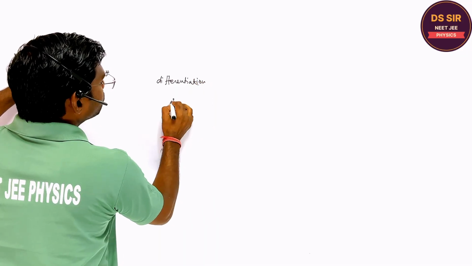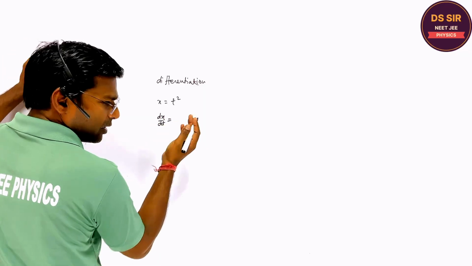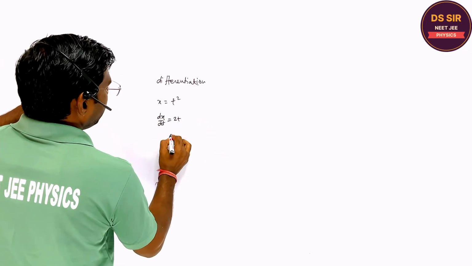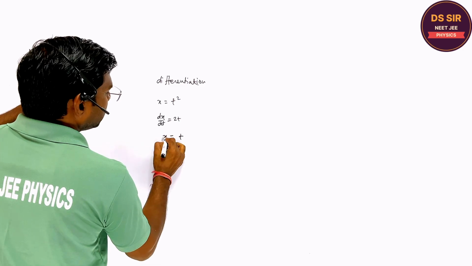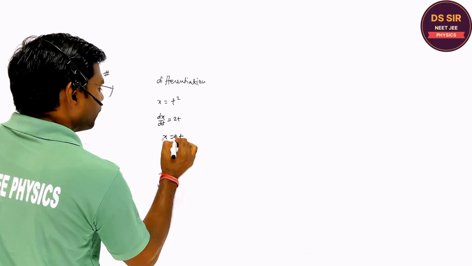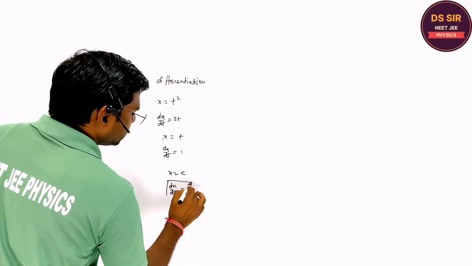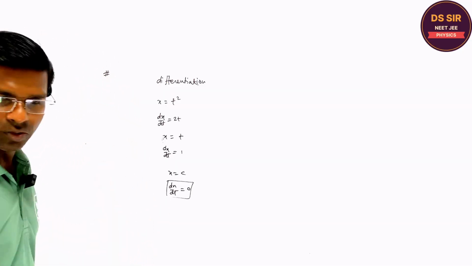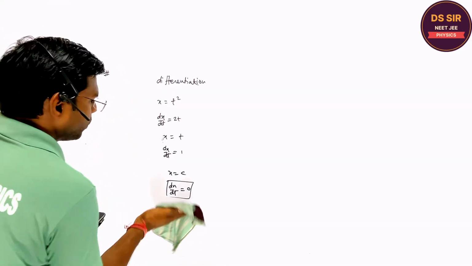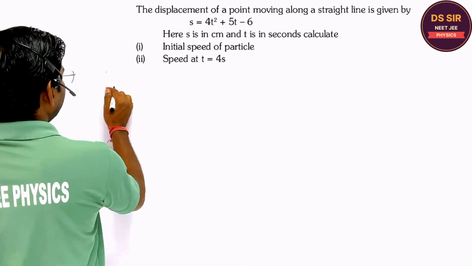If x is equal to t square, can you tell me what is the differentiation of t square? 2t, right. And what about t? dx upon dt is equal to 1. And if x is equal to constant, then dx upon dt is equal to 0. Right. I think you know this. So no need to write this if you know.